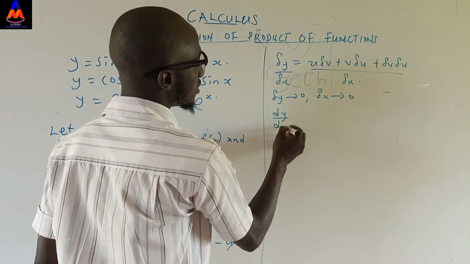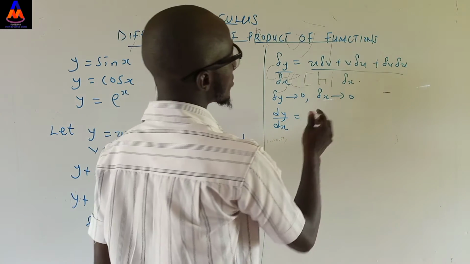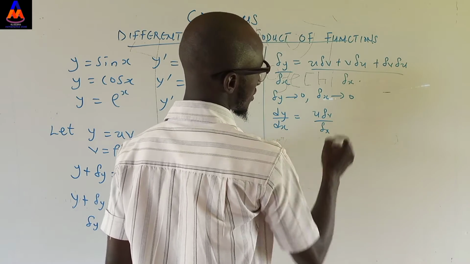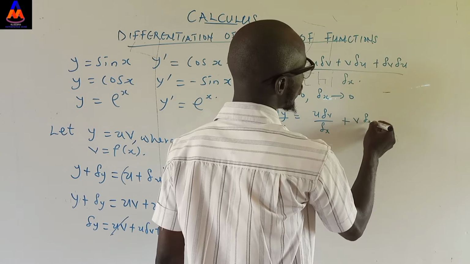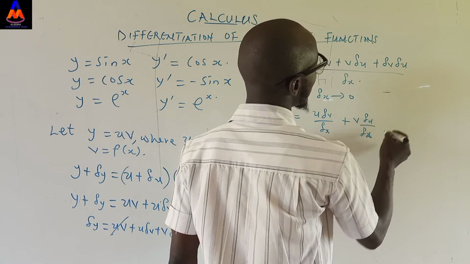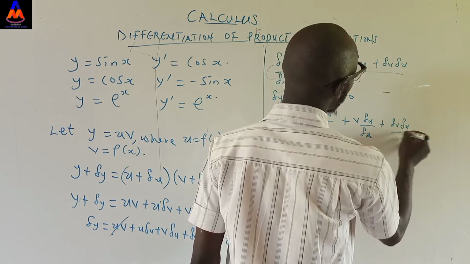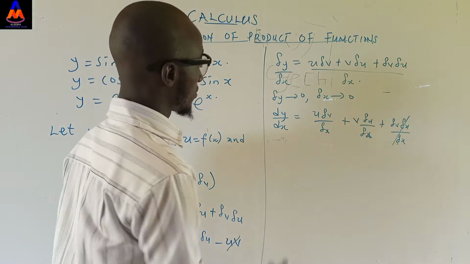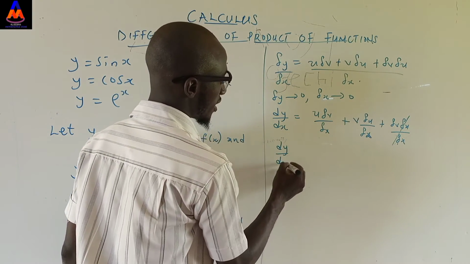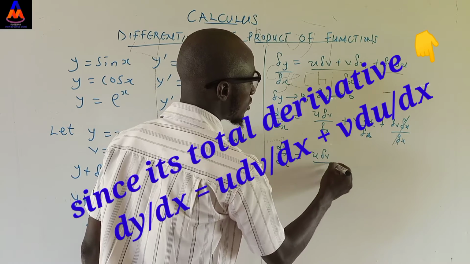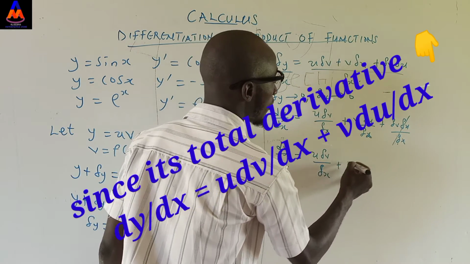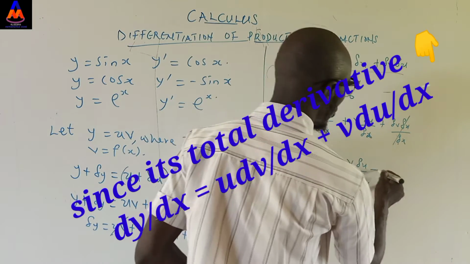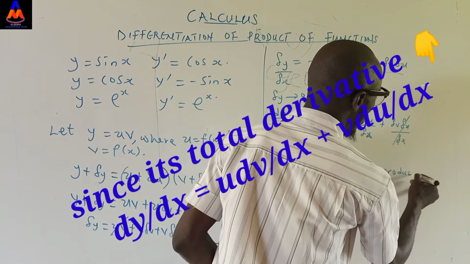So dy/dx is now equal to u change in v over change in x plus v change in u over change in x plus change in v change in u over change in x. The last product does not depend on x, so that's going to be 0. And this is dy/dx equal to u change in v over change in x plus v change in u over change in x. And this one is called the product rule. It's called the product rule.